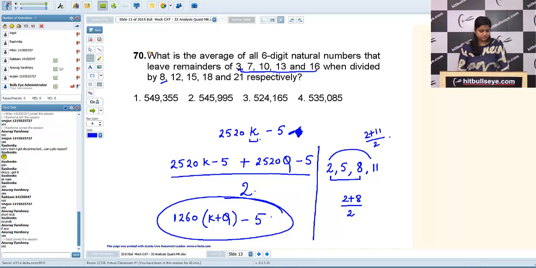But you must know how to calculate the average. No need to calculate the whole series or the numbers. Simply, we will check options. We will divide every option by 1260. If we are getting a remainder of -5, that will be the answer. Clear? Okay, let's move.